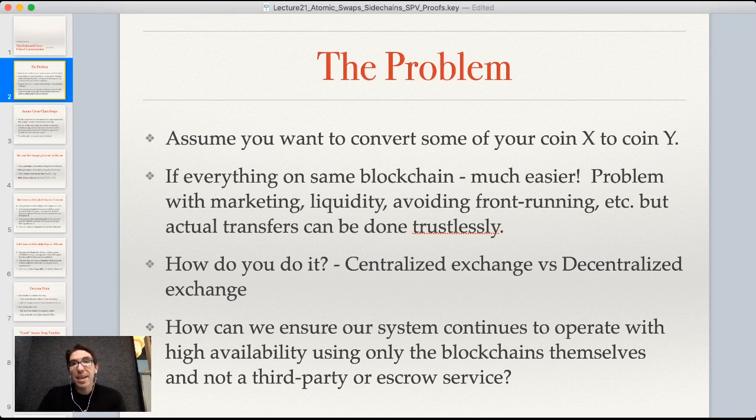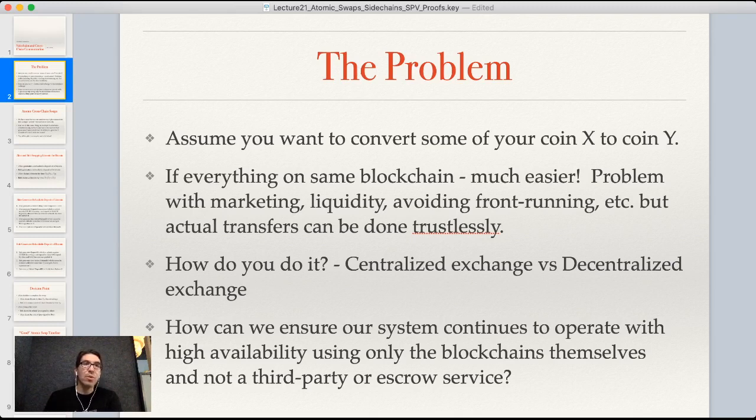Now, that doesn't mean that there are no problems interacting and converting tokens on the same chain. There's front running, there's liquidity issues, just letting people know that the exchange exists. But the actual transfers and understanding how they can be done trustlessly is pretty straightforward.